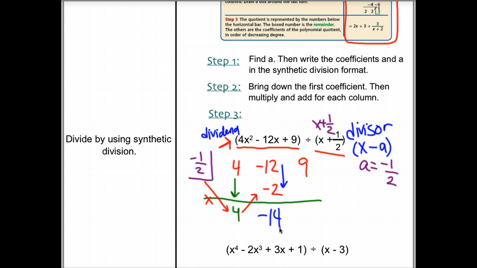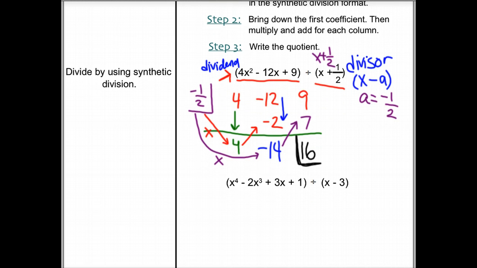Now we're going to do the same sort of thing with a. Let's take a, multiply it by negative 14. So we have negative 1/2 times negative 14, and put it here, which is just a positive 7. Now we add 9 plus 7, and we get 16. I want to put a box around this. So let's see what step 3 says. Write the quotient. Okay, perfect. That's what we're doing.